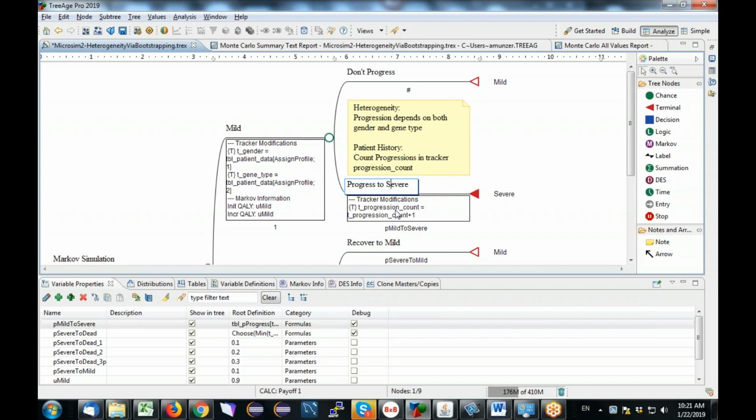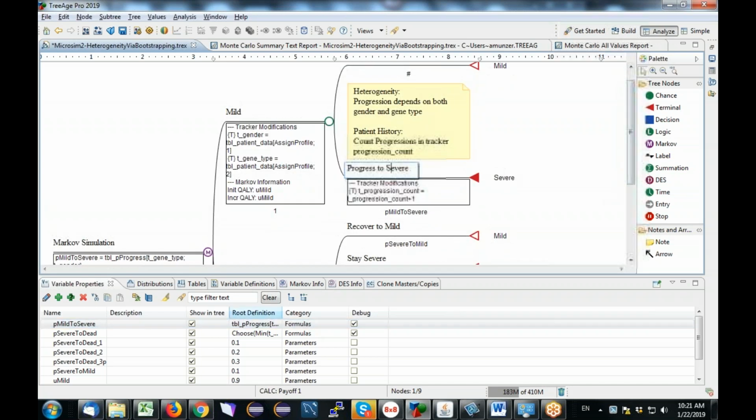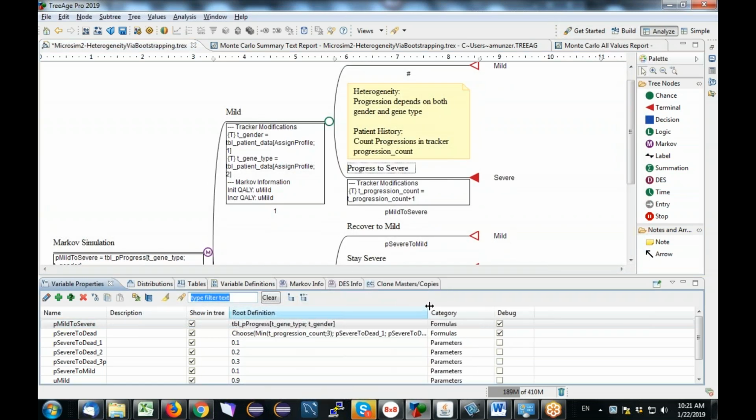Now, we wouldn't do that if we didn't care. So there are 2 possibilities. We just wanted to count it because it's an interesting output, which that may be, but we're taking it to the next step of that actually has an impact. So where's the impact? I can look at the trackers. And here's the progression count. Here's where it's set, and here's where it's referenced. So we're basically saying the probability of going from severe to dead is affected by the progression count.